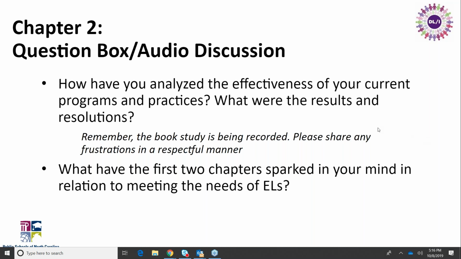Mm-hmm. And Shweta has her hand up. Let me unmute her. You're self-muted.